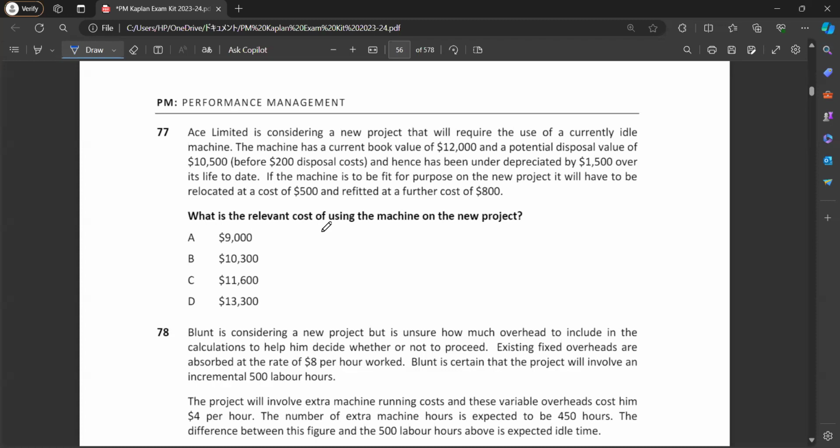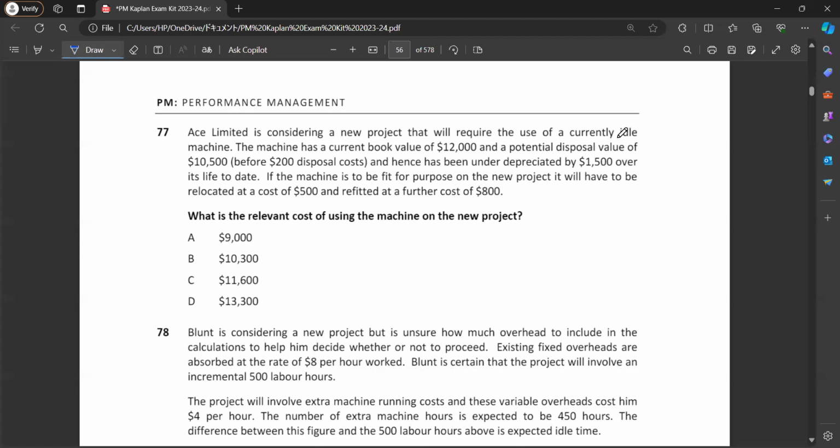The machine has a current book value of 12,000 and a potential disposal value of 10,500 before 200 disposal cost, and hence has been under depreciated by 1,500 over its life to date. If the machine is to be fit for purpose on the new project, it will have to be relocated at a cost of 500 and refitted at a further cost of 800. What's the relevant cost of using the machine on the new project?